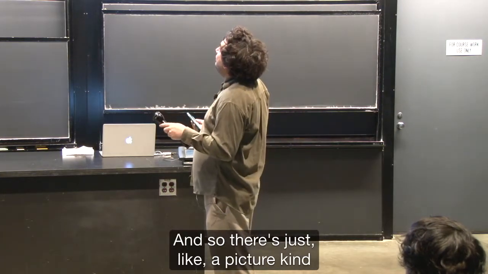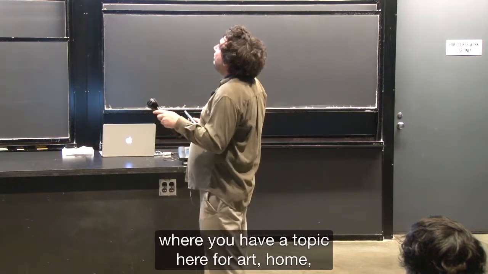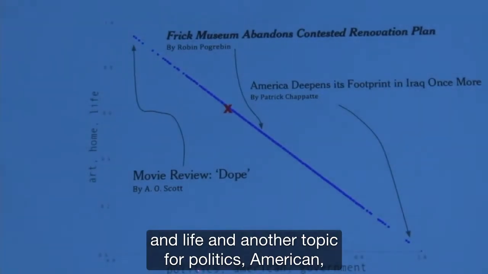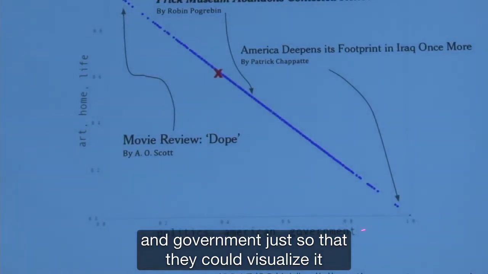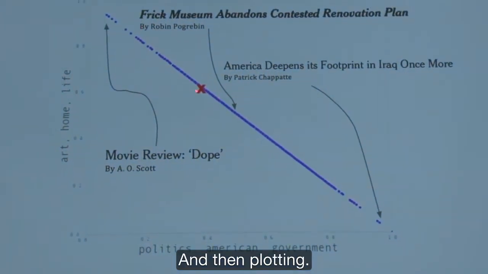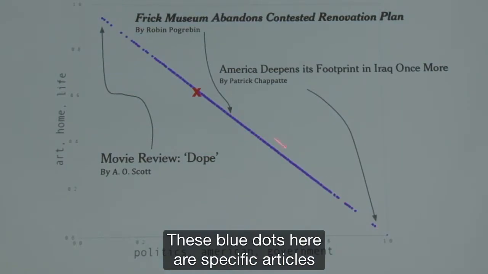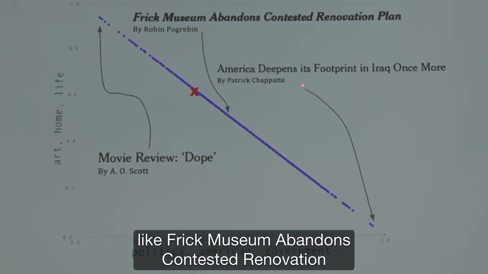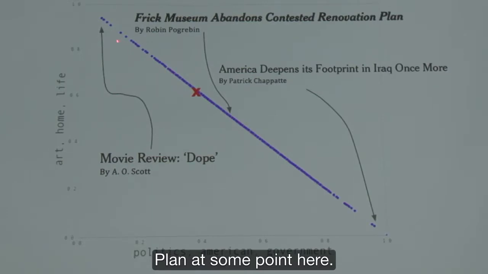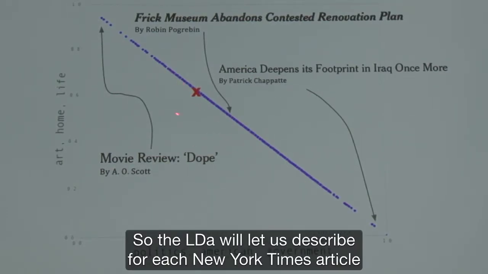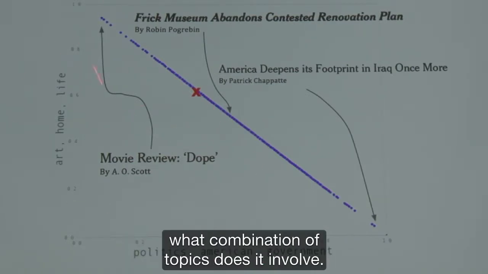There's a picture showing how these things come together, where you have a topic here for art, home, and life, and another topic for politics, American, and government, just so that they could visualize it in 2 dimensions. Then these blue dots are specific articles, like Frick Museum abandons contested renovation plan, which is some point here. So the LDA will let us describe, for each New York Times article, what combination of topics it involves.